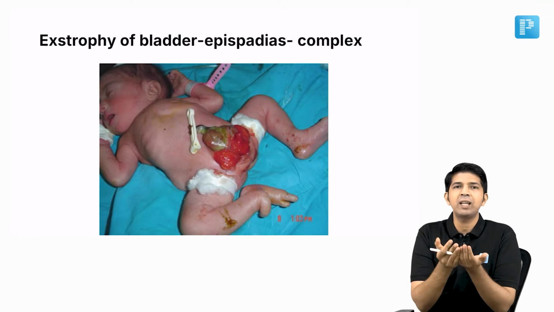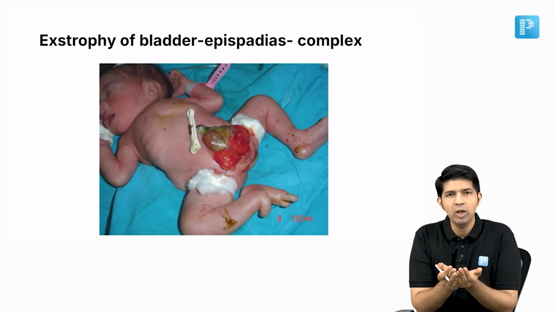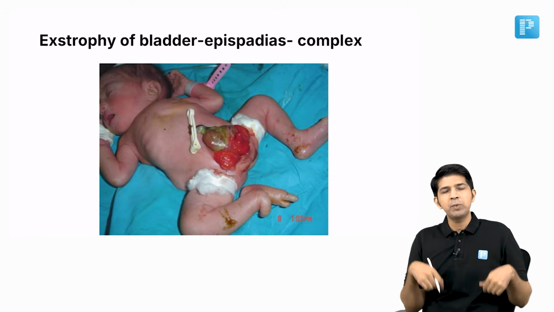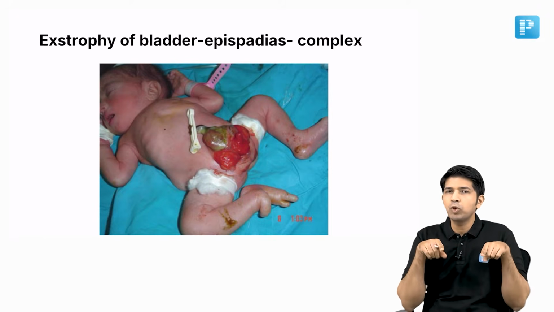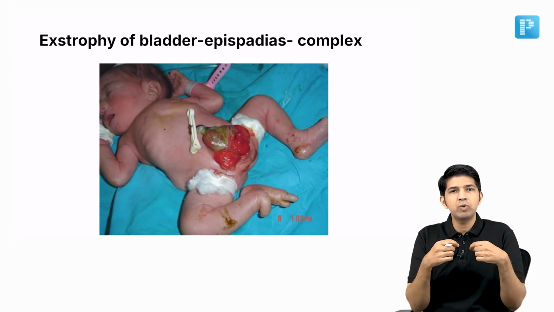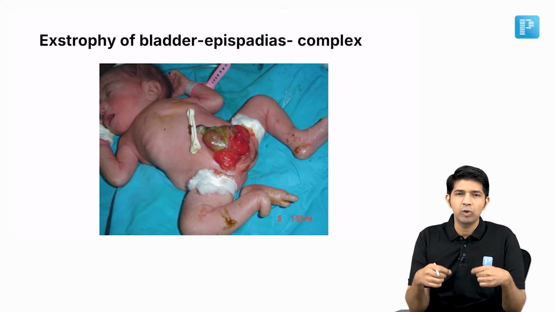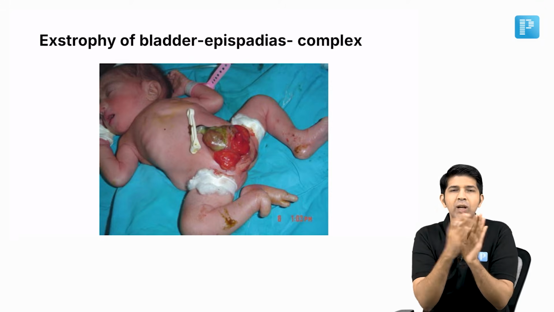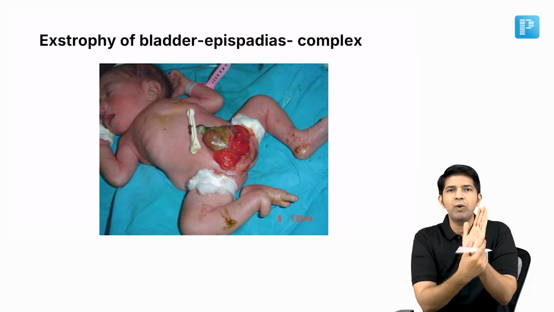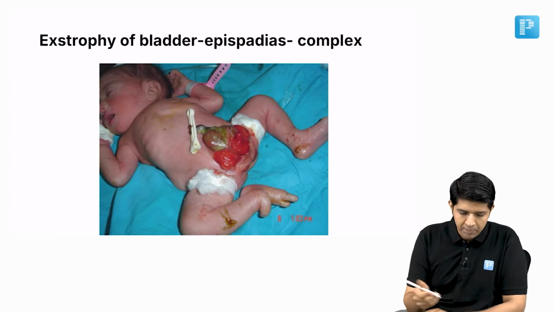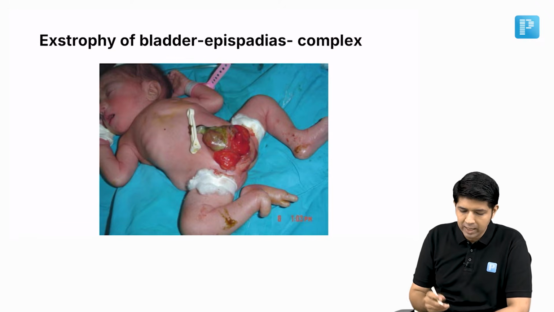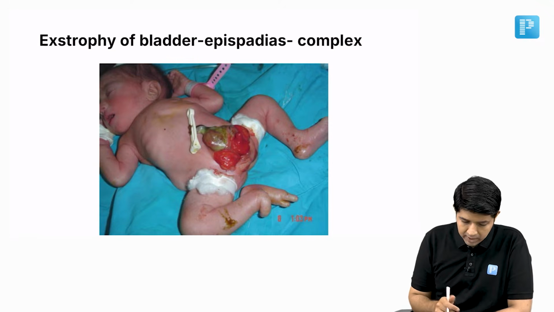There is a deficient anterior urinary bladder wall. So what you're seeing is only the posterior bladder wall. If it's the posterior bladder wall, theoretically you should be able to see the ureteric orifices as well, and you will be able to see the urine dribbling down, because it's not a complete urinary bladder. One half is gone off, the anterior part is deficient. So from the posterior, like a fountain, you'll see the urine dribbling down, and that is characteristic of exstrophy of bladder and the epispadias complex.